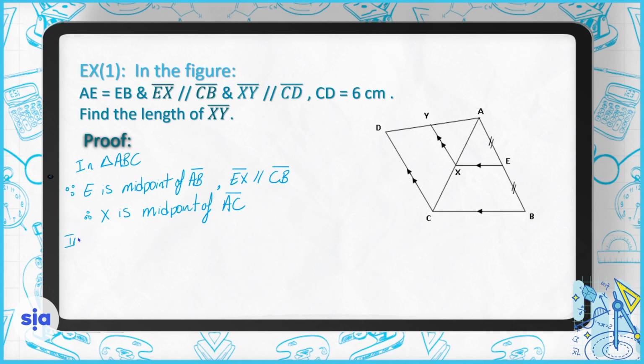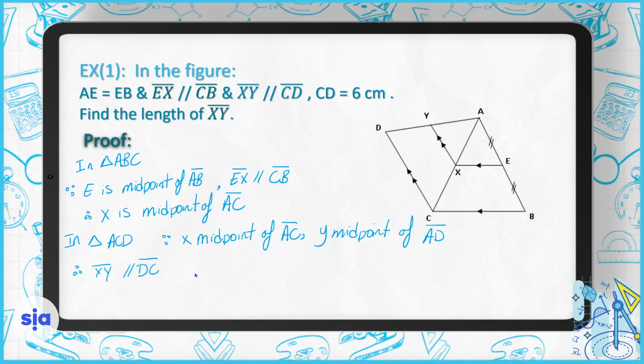In triangle ACD, since X is the midpoint of AC, where Y is the midpoint of AD, therefore XY is parallel to DC, and also XY is half the length of CD, which is half of 6, which is 3 centimeters long. Exercise number 2.